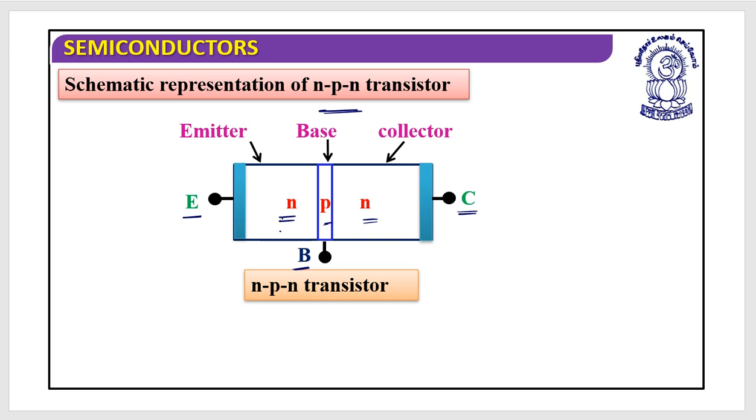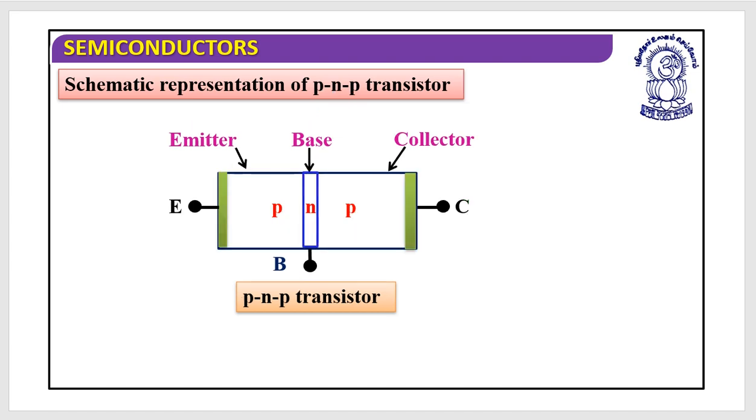So always, whether it is an NPN or a PNP, the collector would be larger in size as compared to the emitter. While you draw a transistor, please always keep this in mind that the collector should be the larger one. Let's look at the schematic representation of the PNP transistor.